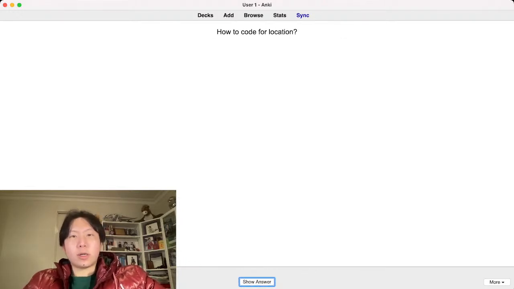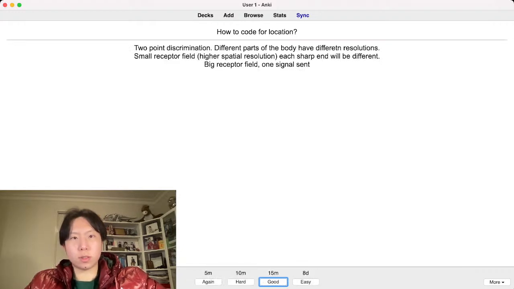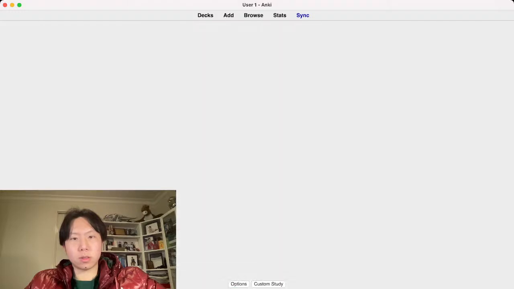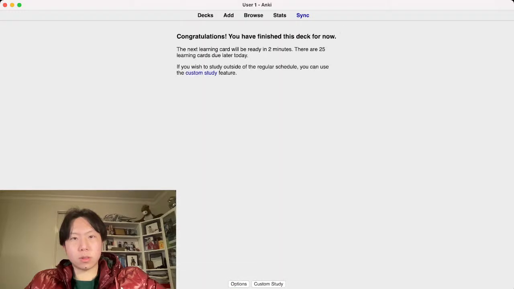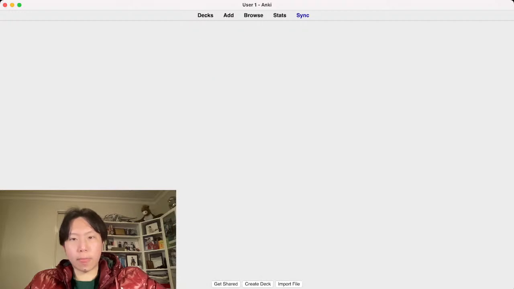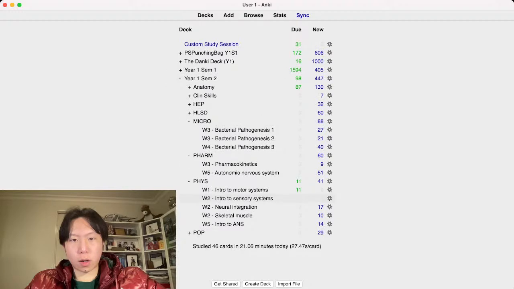Yeah. Location. You do like the two-point test, yeah. Two-point discrimination. Okay, nice. What should we do next? Neural integration. Right.